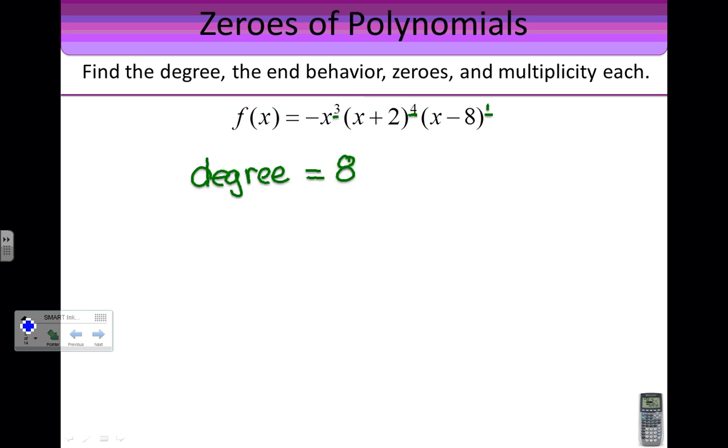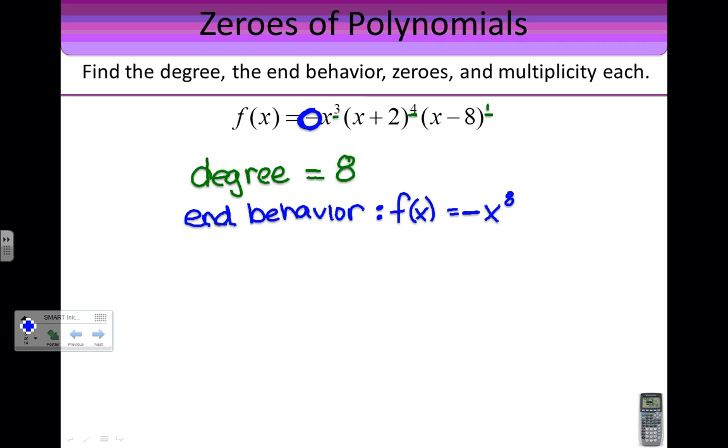The end behavior is a little bit different on this one. So since I have a degree of 8, the power function is going to be x to the 8th. However, the end behavior is going to be a little bit different because we have this negative out here. So you have to pay attention to whether your first coefficient is a positive or a negative, because this is actually going to have the end behavior of negative x to the 8th.